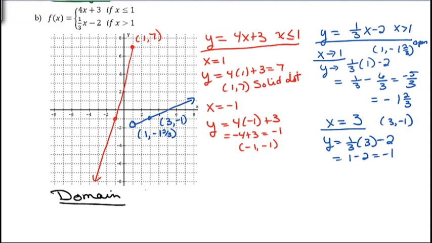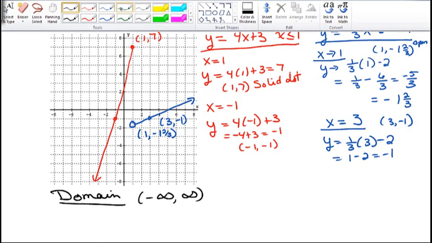And remember, the domain are the x values. This is going off to the left forever. This goes off to the right forever. So we have negative infinity. And we have graph until we get to x equals 1. And so it stops here, but it picks right back up. And so this graph goes from negative infinity to infinity.